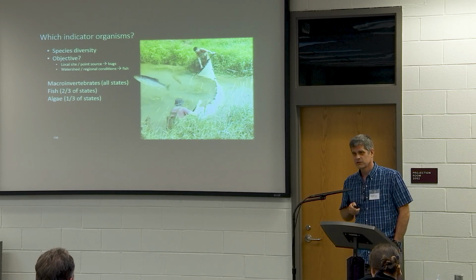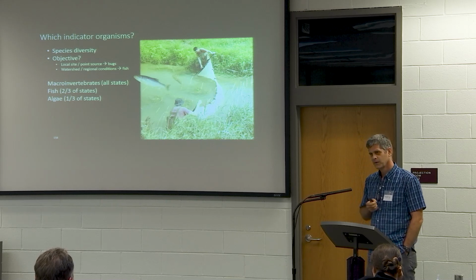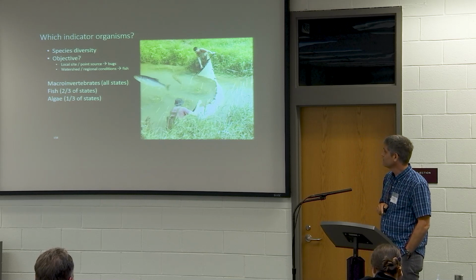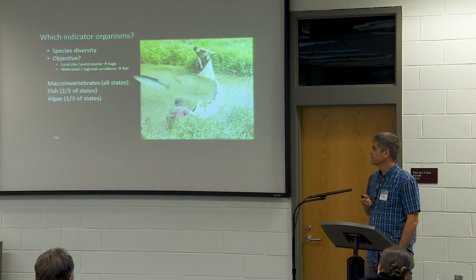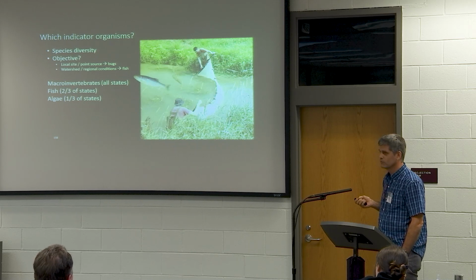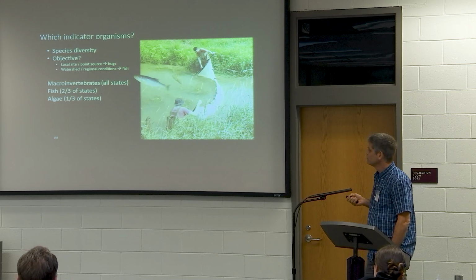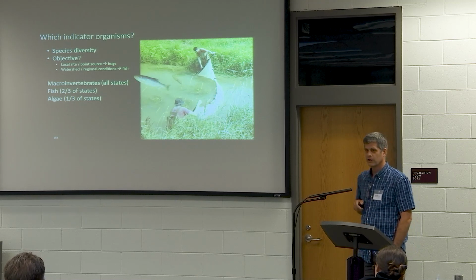So then the next question is, if you're going to look at a community in the stream, what kind of animals should you look at? Do you want to look at fish or bugs, or do you want to look at algae? And all three are commonly used in all states. Macroinvertebrates are used for bioassessment, and fish in 2/3 of states, and algae in about 1/3 of the states.